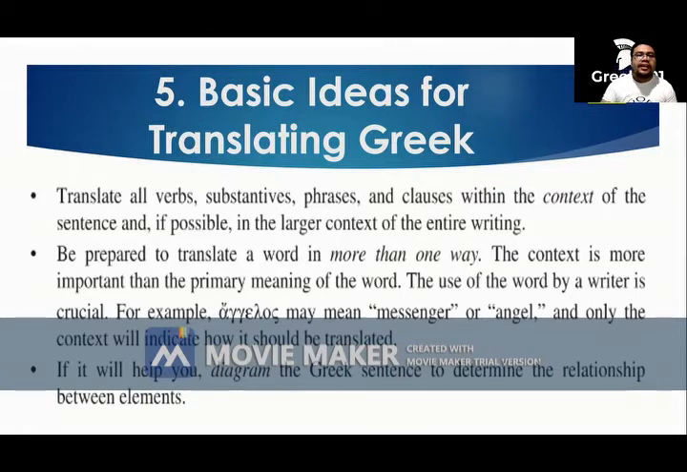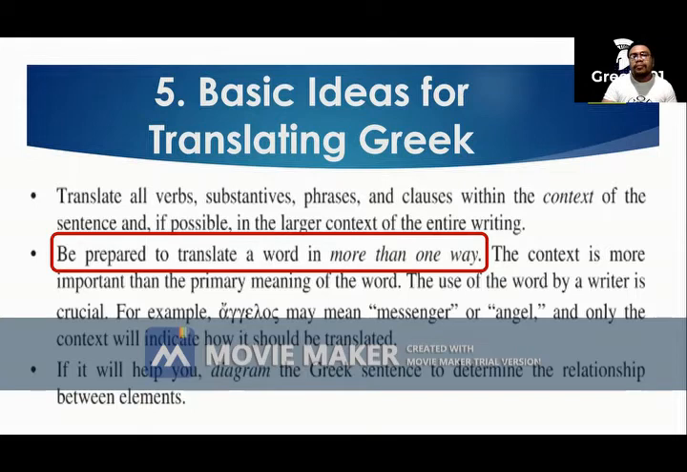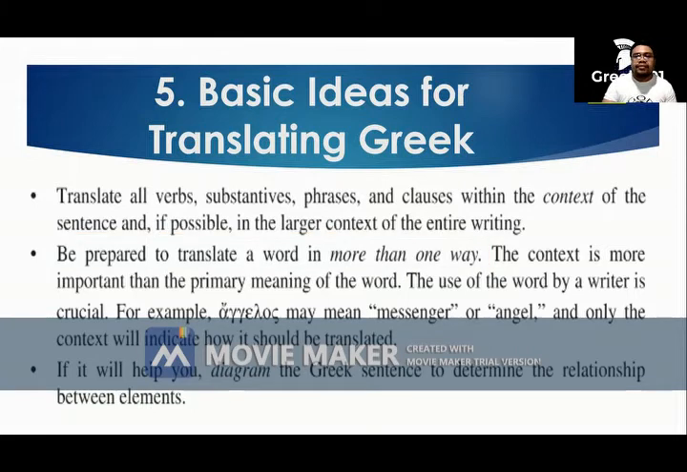Okay, next is be prepared to translate a word in more than one way. Because, for example, the word angelos here may mean messenger or angel, depending upon the context. But somehow it could be used interchangeably in the New Testament. So an angel is also considered a messenger. But sometimes you just need to look at the context or the whole sentence or even the whole chapter. Next, you will find it helpful to diagram the Greek sentence to determine the relationship between the elements.